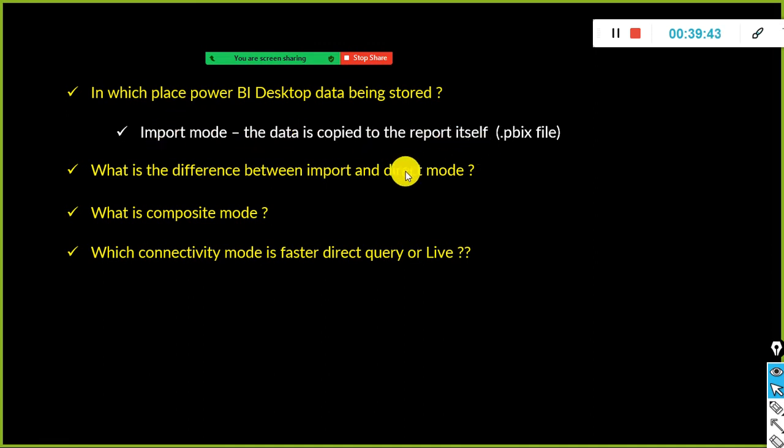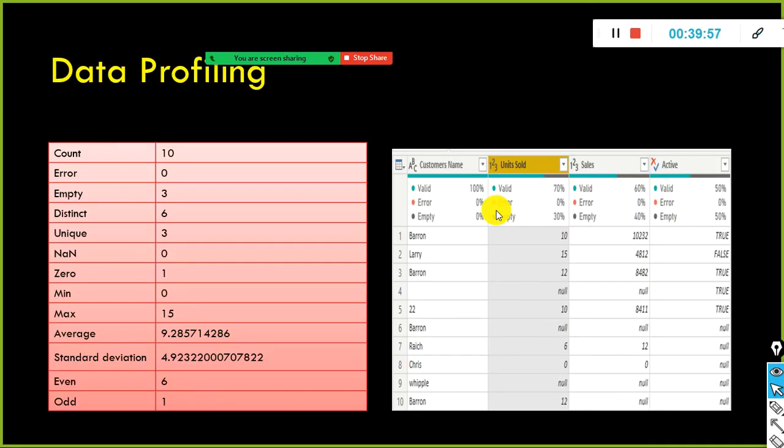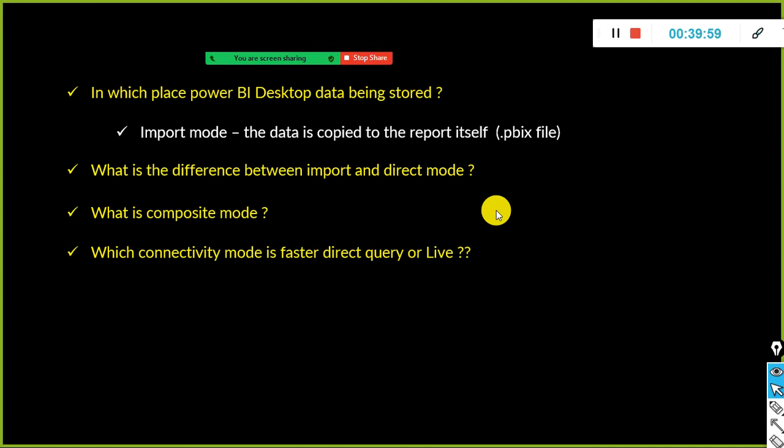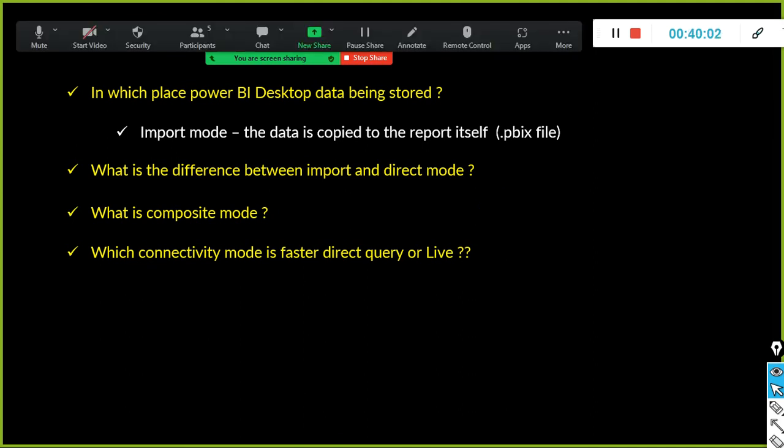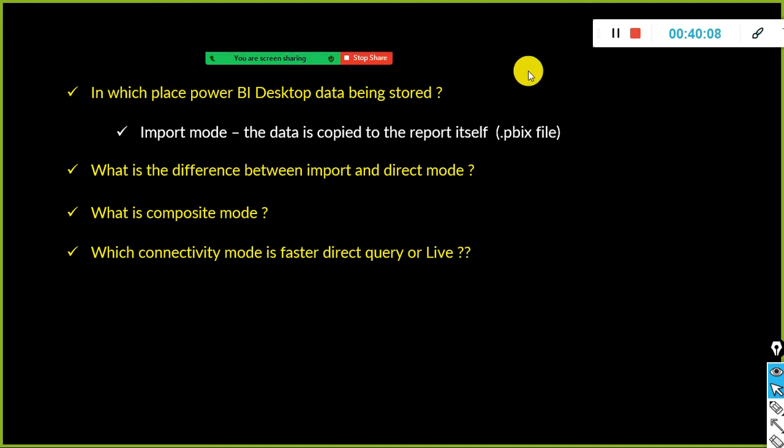Now, what is the difference between import and DirectQuery mode? We already discussed. What is composite mode? It's the hybrid of both import as well as DirectQuery. In which connectivity mode is faster, DirectQuery or live? Of these two, live is faster. Got it? Okay, fine. So now you understood all these three different types of storage. We discussed import, DirectQuery, and live.